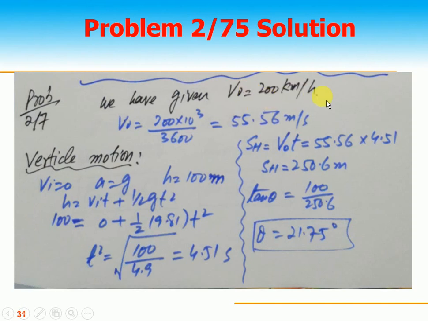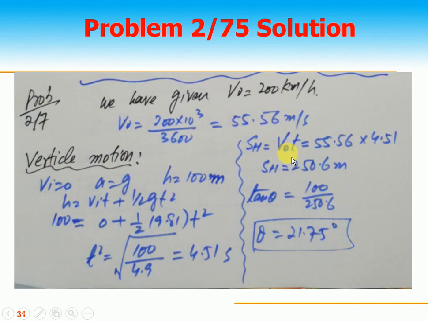So we have been given the velocity, 200 km per hour. First of all we have to convert it to meters per second. 200 kilometers is 10 to the power 3 meters, and an hour is 3600 seconds. We get 55.56 meters per second. So let's see the vertical motion first, because we can find the time. The initial vertical velocity is 0, g is positive because it's downward, and h is equal to 100 meters. I use the equation s equal to v i t plus half g t squared, and we find the time, which is 4.5 seconds, that it will take the package to go from the plane to the target.